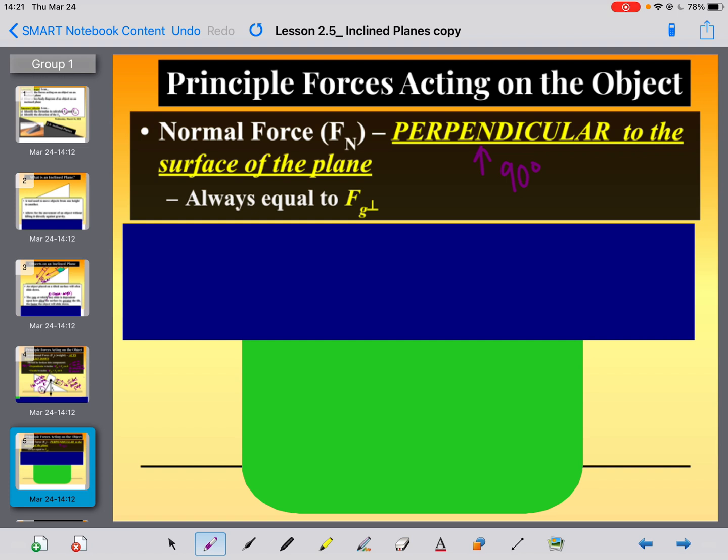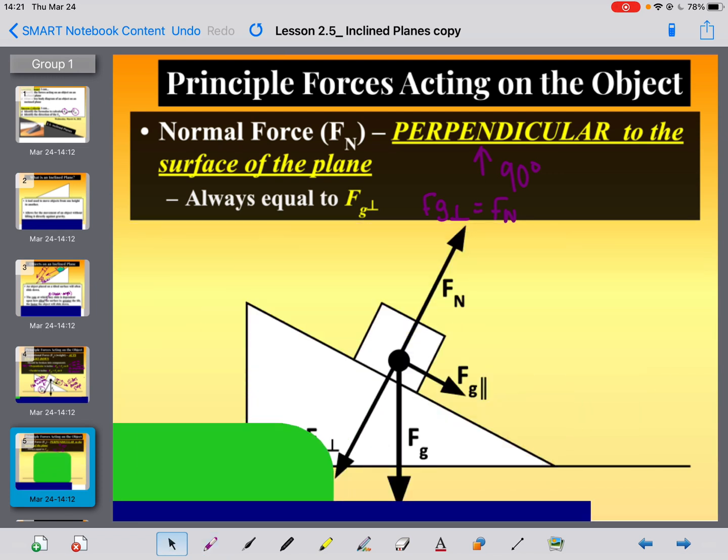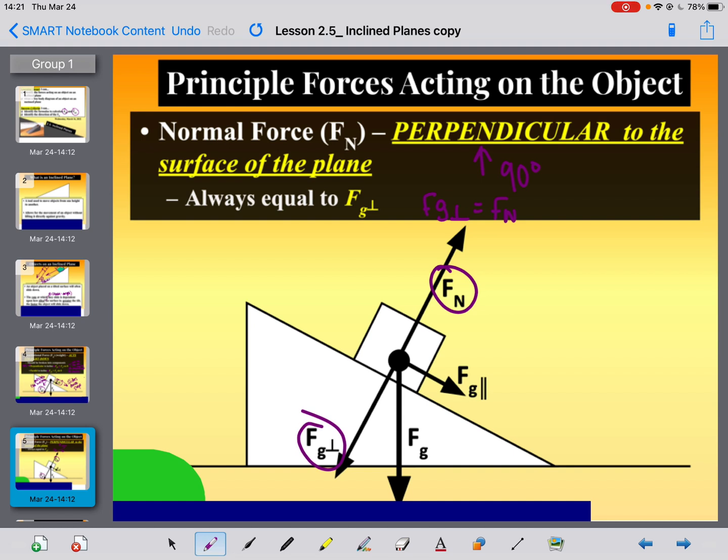So essentially, just like we used to say the force of gravity is equal to the normal force on a flat horizontal surface, we can now say that Fg perpendicular equals Fn. So they're equal and opposite in magnitude. For example, this is how you would draw it on a free body diagram. Again, you have Fn, Fg. They are making 90-degree angles with the surface. And that's a very important idea.